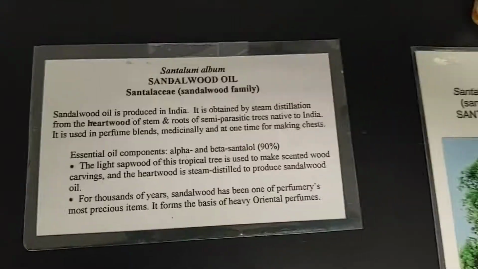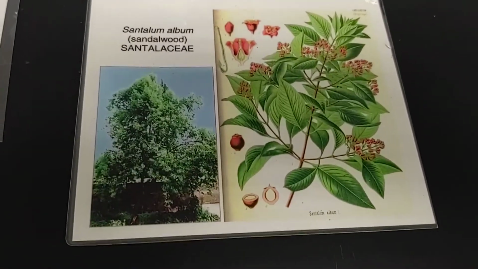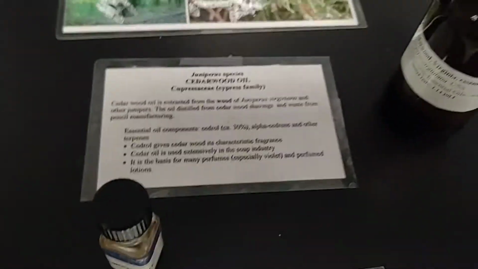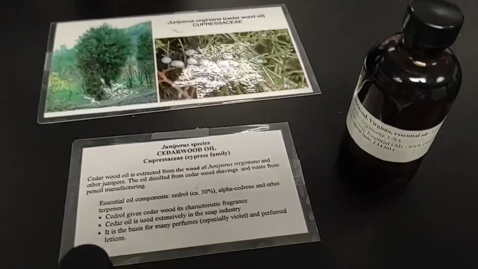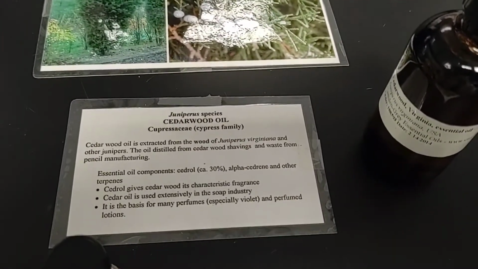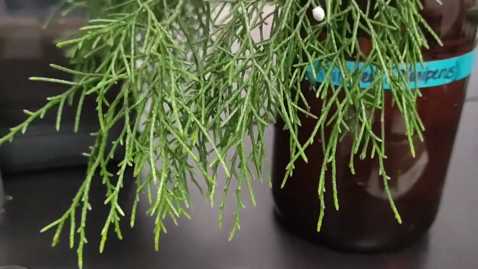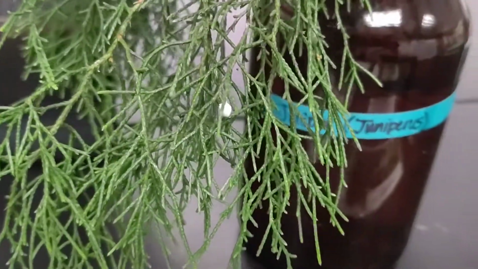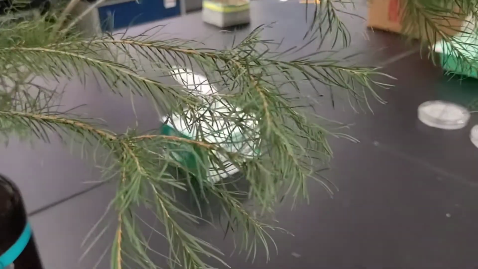Sandalwood oil. And in the Santalaceae family. So here's some sandalwood oil. We also have this essential oil from juniper. So very interesting. So here is an example of a juniper species. You can see the fruit there. We've actually got two different kinds.